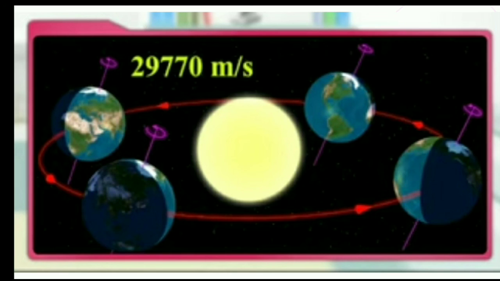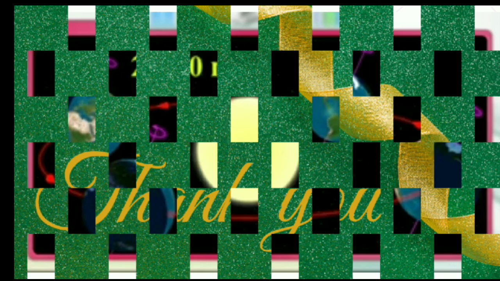I hope children, all of you must have understood today's concept. What we have learned today is speed and velocity, what are vectors and scalars, and also the formula for speed and velocity. Children, after watching the video, please read from page number 1 till page number 3 to understand it better.